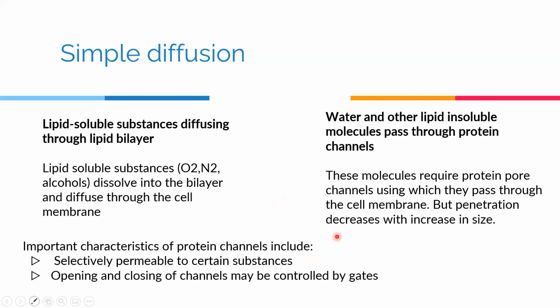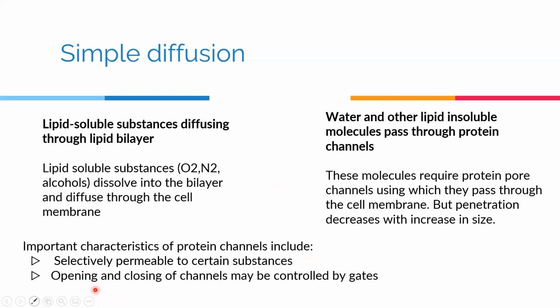These include selective permeability to certain substances. That is, the protein pore channels can allow only specific molecules to pass through them. For example, the aquaporin protein pore channel only allows water molecules to pass through it.